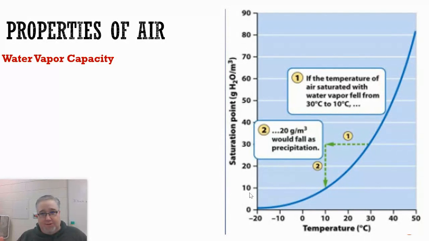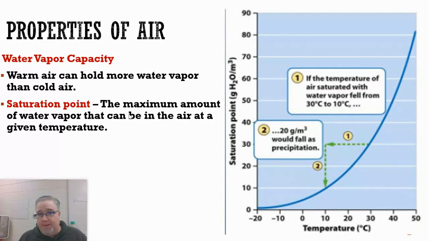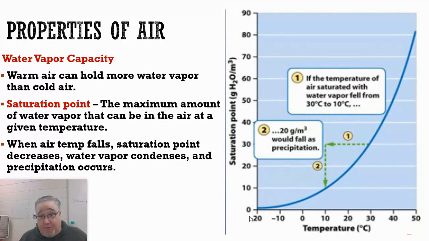So I want us to understand this term here, okay? It's called saturation point. It says it's the maximum amount of water vapor that can be in the air at a given temperature. So at 30 degrees, again, only 30 grams of water vapor can be in our box. But if it cools, there's going to be less water vapor that can be held. So there's a difference there of about 20 grams of water vapor. Well, what's going to happen to all that excess water that can no longer fit in the box? It's going to come down to the earth as precipitation.